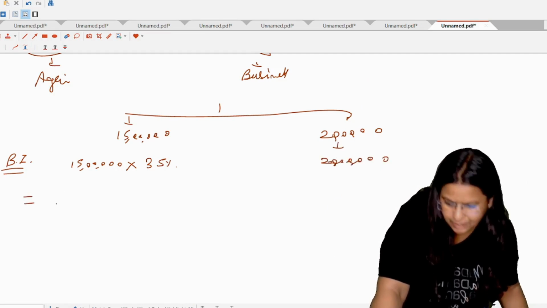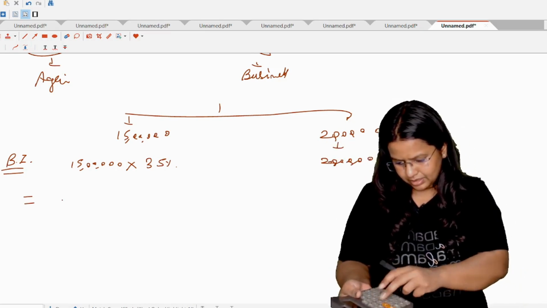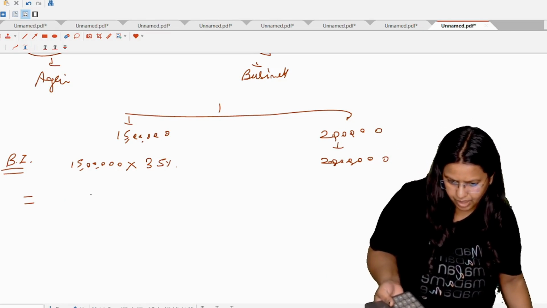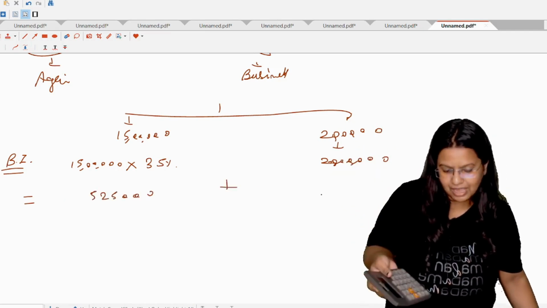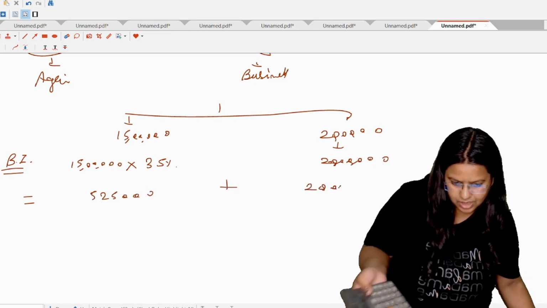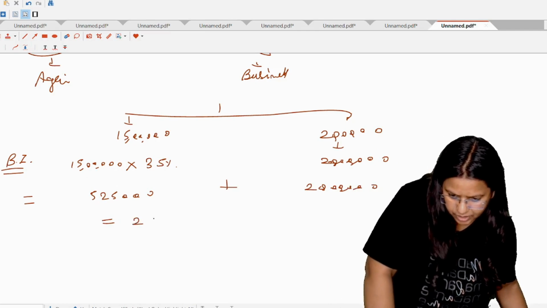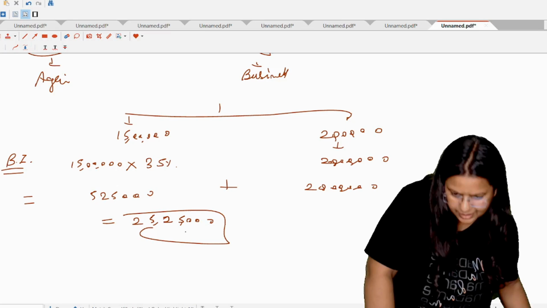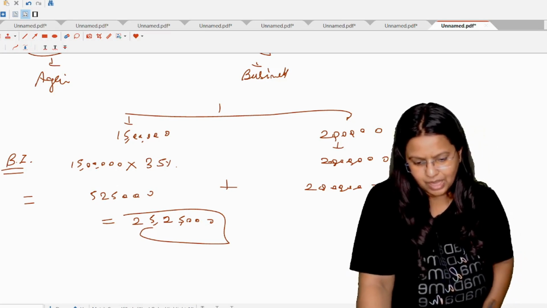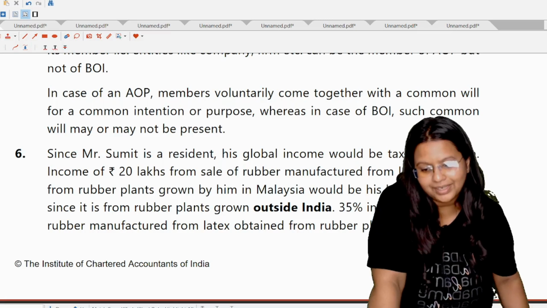Okay, so the total business income will be 15 lakh into 35%, that is 5,25,000 rupees, plus from the rubber plants grown in Malaysia, 20 lakh rupees. So the total business income for the assessment year 24-25 shall be 25,25,000 rupees. Okay, that is 20 lakh plus 5,25,000. I hope the question is clear to you all. If you have any kind of query, you can definitely tell me.